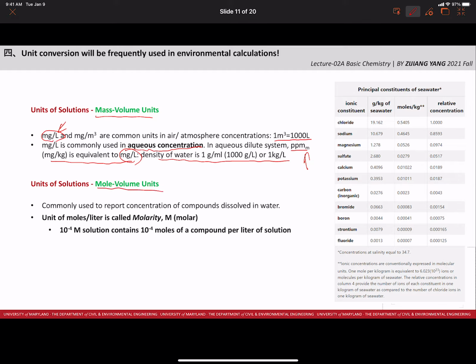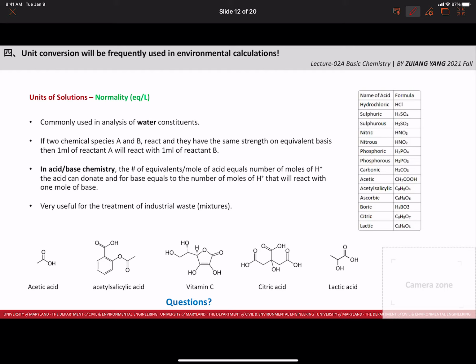And then we also have the mole to volume units. And this is commonly used to report concentration of compounds dissolved in water. And this is a little bit important. And I think we have mentioned this before. So the unit of mole per liter is called molarity, and we can use M to express that. And then another one I want to focus on is normality. This is commonly used in water constituents.